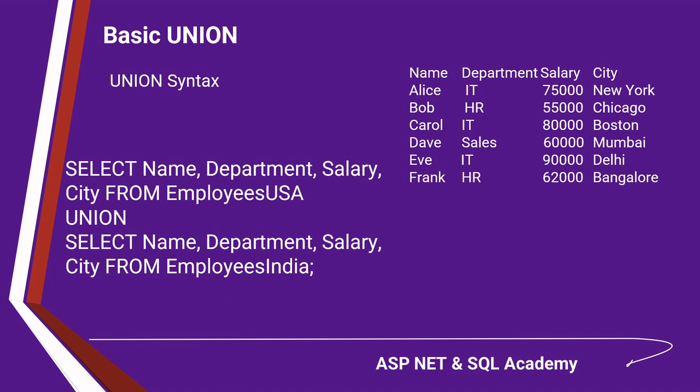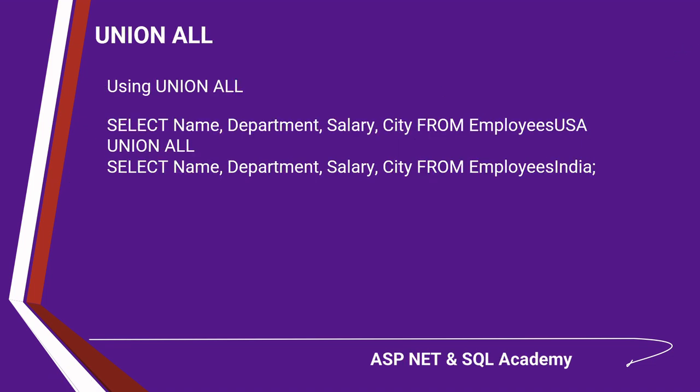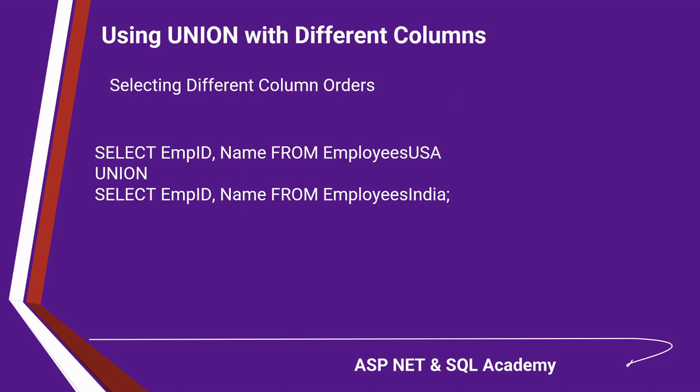This query combines employees from both USA and India, removing duplicates. Union all includes duplicates unlike union. Both select queries must have the same number of columns and data types.